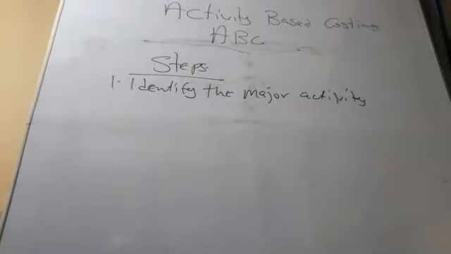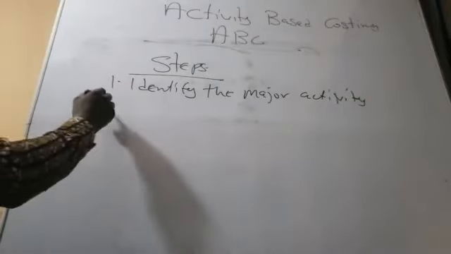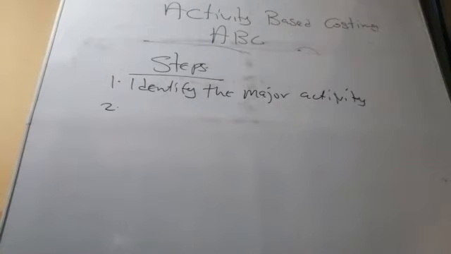I write a step down, and then I'll use a diagram. Put them in a nice diagram for you to appreciate it well. Step two, after we have identified the major activity that gives rise to overhead, we now have to find what you call the cost driver. Determine the cost driver, or determine what causes the cost of each activity. In short, we call it the cost driver.